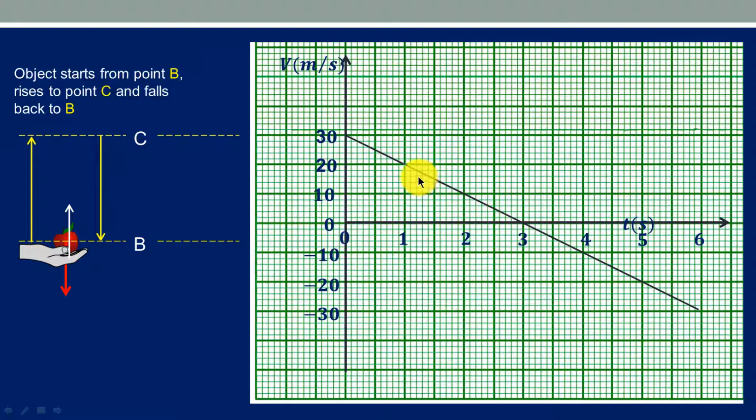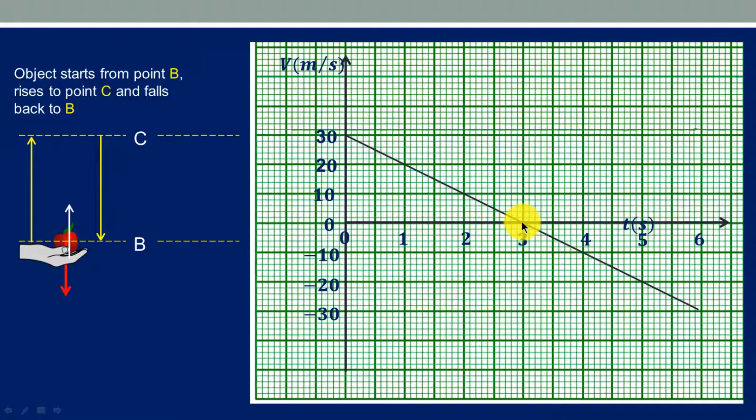The other aspect is this. We know that the gradient of a velocity time graph represents acceleration. If we work out the gradient of this line here, it's like dividing 30 by 3 and we'll get minus 10 meters per second squared. That is when it is moving upwards. At the maximum height, many students usually think that because the object is at rest, it is not accelerating. That is not true.